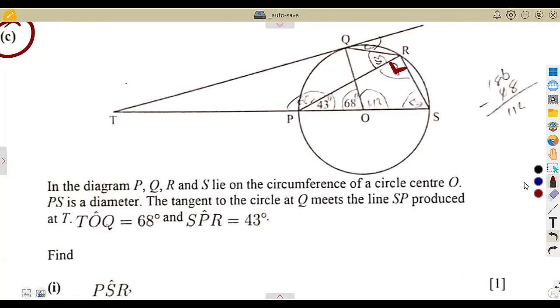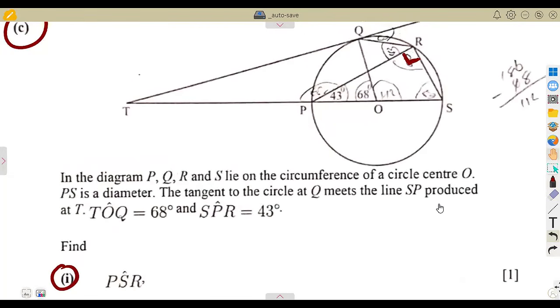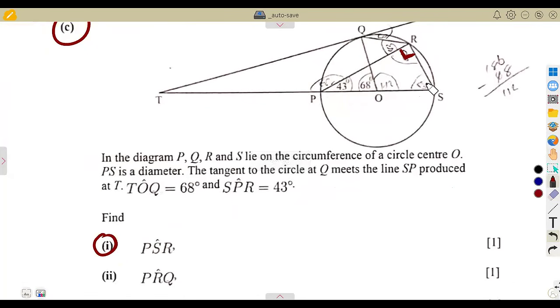All right, so let's see. Find PSR. That is the first part. PSR, that is from P to S to R, this angle here. Remember, this is a right angle triangle, or just considering angles in a triangle, they will add up to 180 degrees. So you can just subtract 90 minus 43, or this is 180 minus 90 plus 43 degrees. So that was going to be 47 degrees. This is the angle PSR, which is going to be 47 degrees.